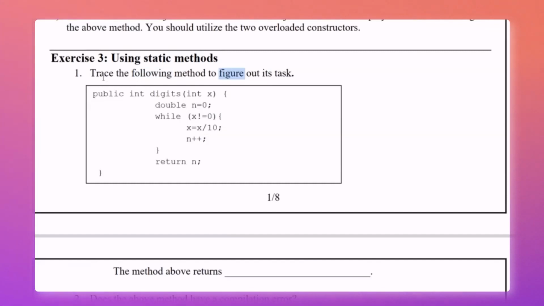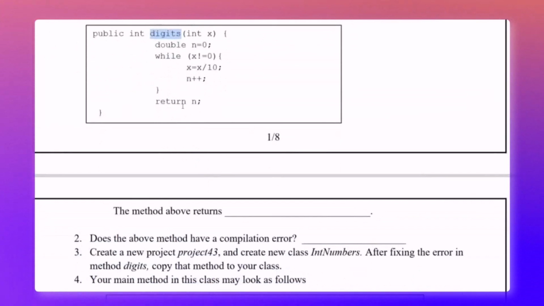Now look at this method. Trace the following method to figure out what this method is. This method returns what? It returns the number of digits in a number. You get my point? If you give 678, it will return 3. Does that make sense? It will give you the number of digits in it.